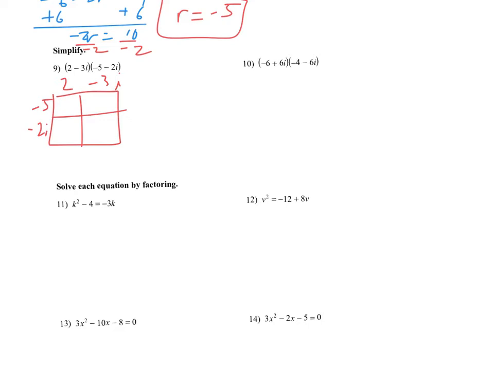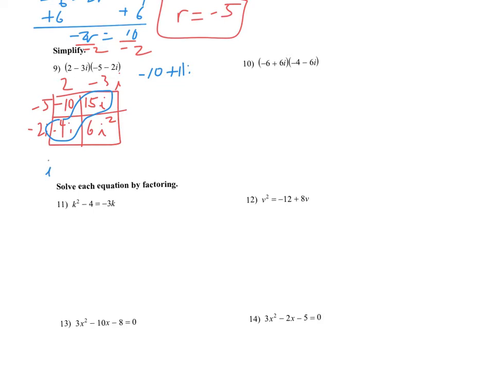So -5 times 2 is -10. -5 times -3i is 15i. -2i times 2 is -4i, excuse me. And then -2i times -3i is 6i squared. Okay, so I'm going to list my terms here, and I'm going to combine. I'm going to go -10 first. I'm going to combine these ones, and so that is positive 11i, so it's adding, positive 15 minus 4. And then this one is 6i squared.